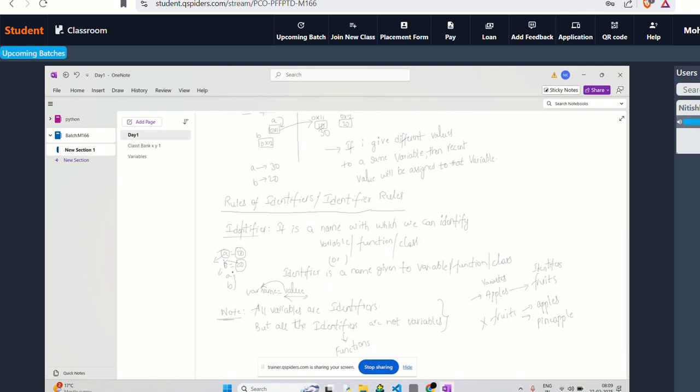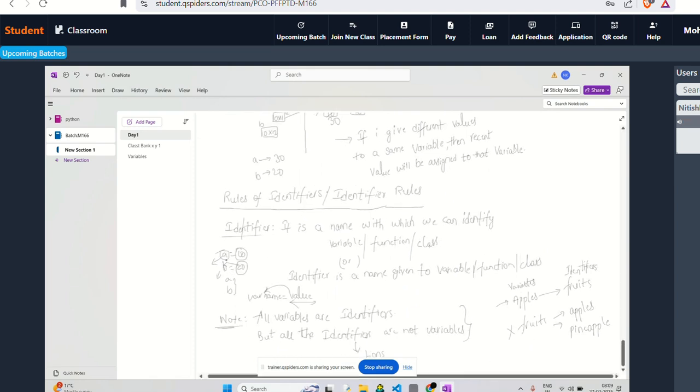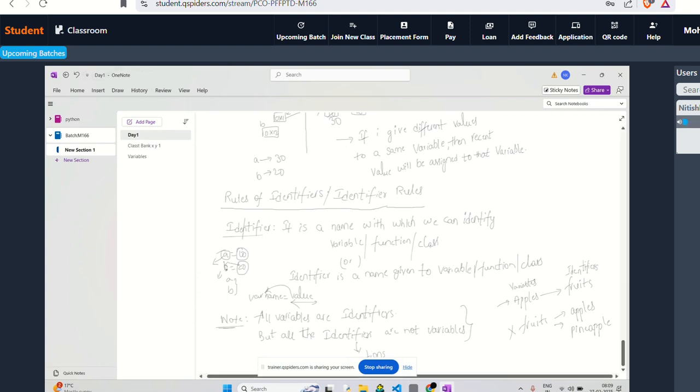First, what is identifier? See, here I took two variables, a equals to 10, b equals to 20. And how am I identifying this 10 and 20 with these names? A is a name, a variable name. I gave A as my variable name. And I am identifying this 20 with this name B. B is a variable name.